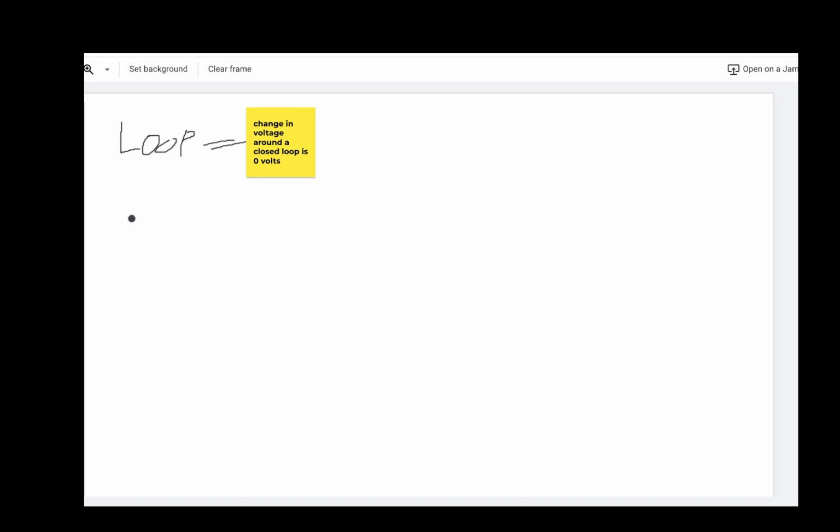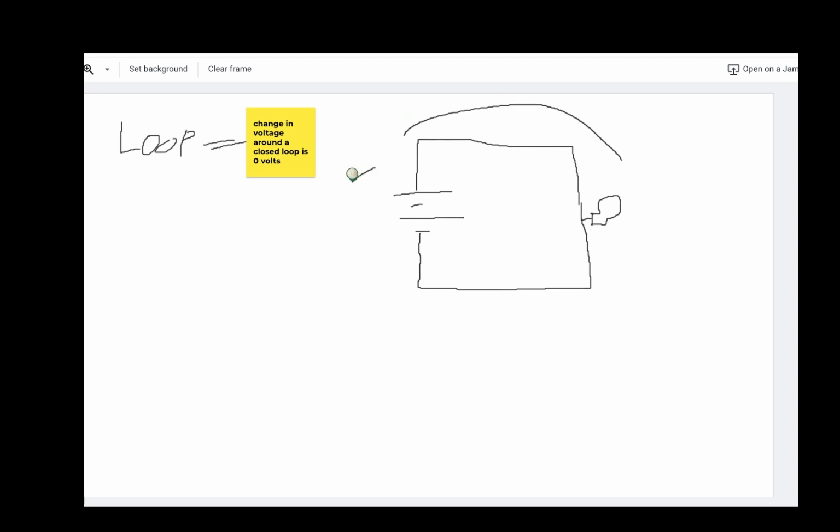So what can a closed loop possibly look like? A closed loop could be something like we got a battery right here, and then we can have a little light bulb, I guess, whatever. That's the light bulb, if you couldn't tell. So this could be a closed loop. Around this whole closed loop, the change in voltage needs to be 0 volts.